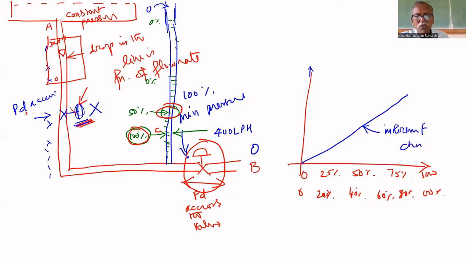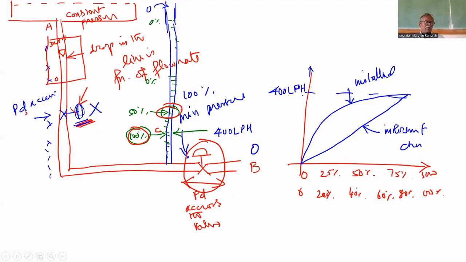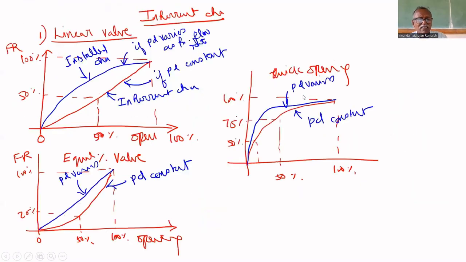Now you allow the pressure drop across the valve to vary. That's why you will get characteristics like this. This is called installed characteristics. What is the maximum flow rate? 400 liters per hour. So you got two characteristics for the linear valve. Then do the same thing for equal percentage, and do the same thing for quick opening. You will get characteristics like this. That's all about the experiment.